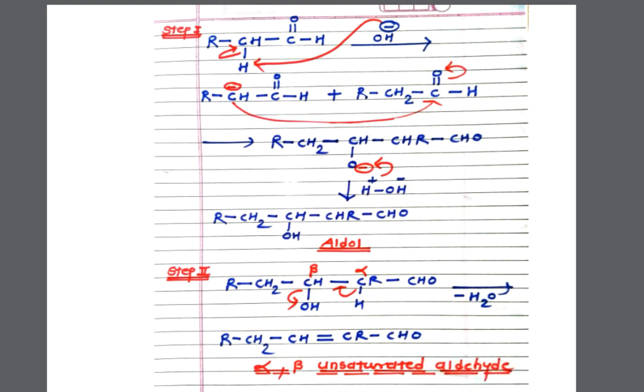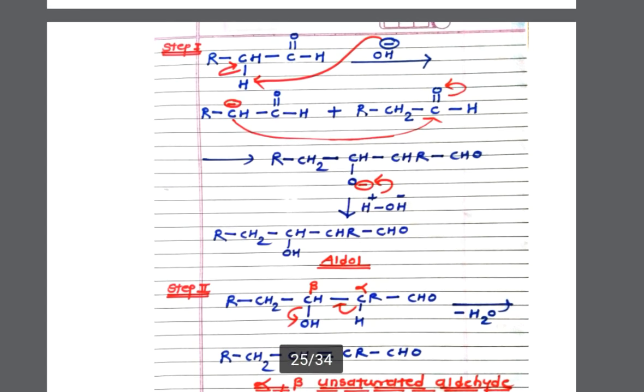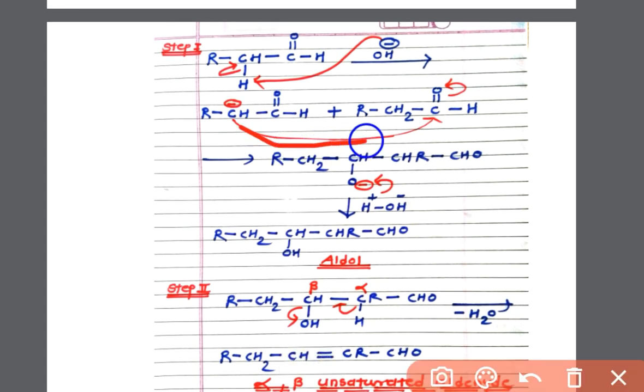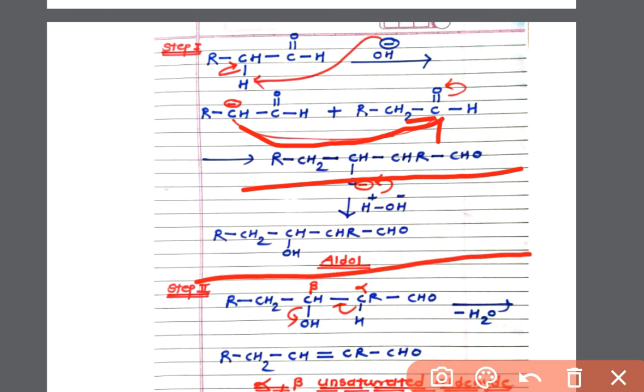Now the negative part or CH minus attacks the carbonyl carbon of this second molecule of aldehyde, and because of this the partial double bond shifts onto oxygen, and oxygen becomes O minus and forms this type of structure. Water molecule gives hydrogen to this O minus, and it becomes OH, and this type of product is called aldol.